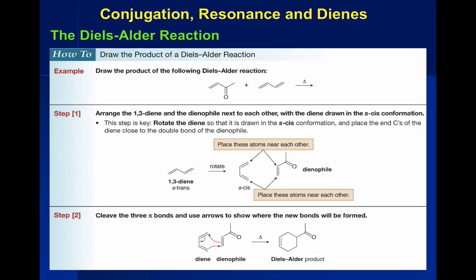Basically, anytime you have a 1,3-diene, if it's in the S-trans configuration, you need to rotate it to where it can be in the S-cis so that it will react with the dienophile. This does not react with the dienophile. It has to be in the S-cis conformation. Think about it by building a model, and you'll see why that has to be the case.